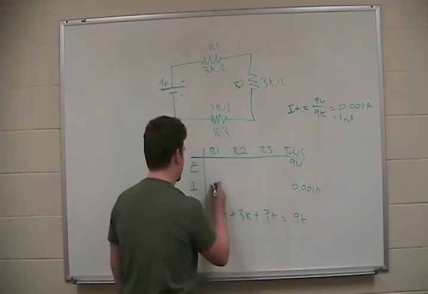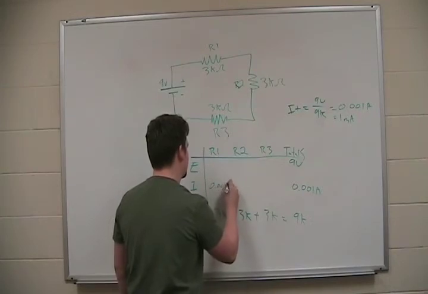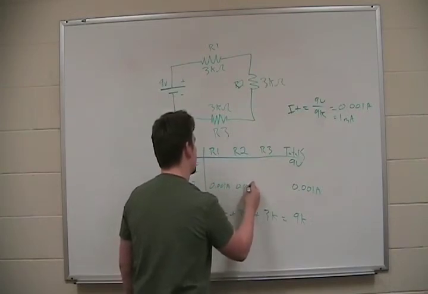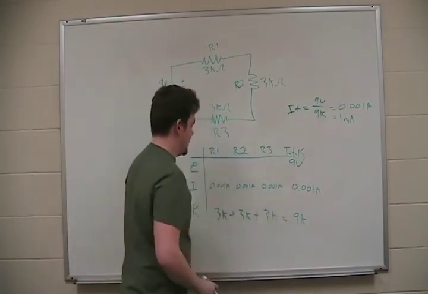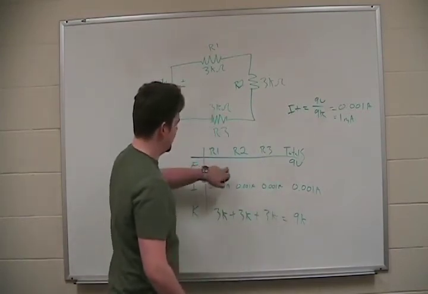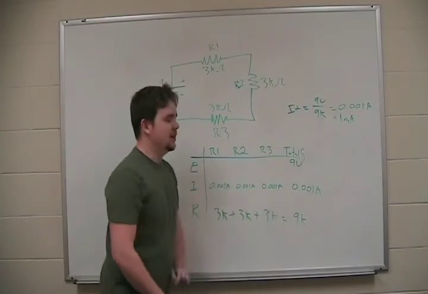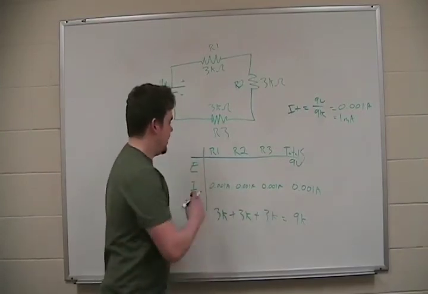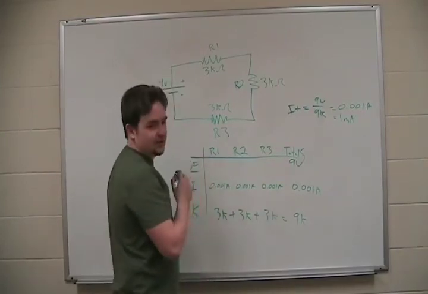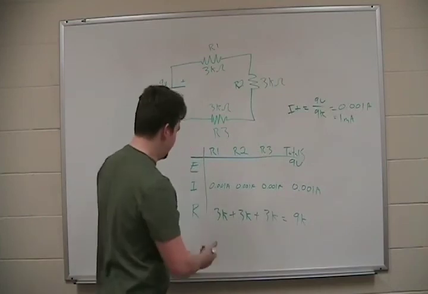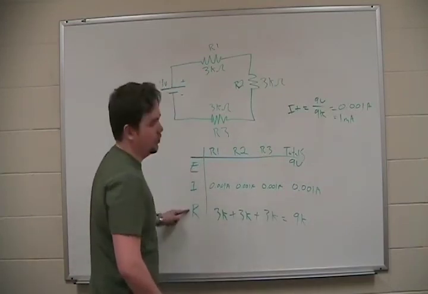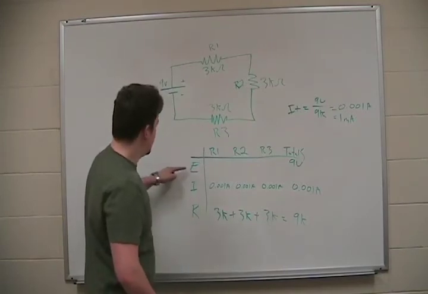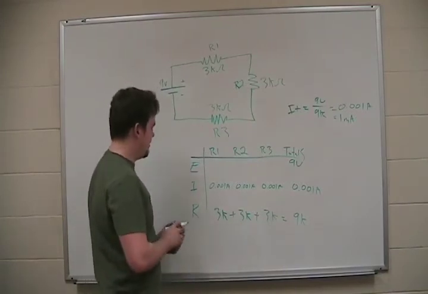So let's do that. 0.001 amps. 0.001 amps. 0.001 amps. So now look, we've got 2 variables for R1, 2 variables for R2, 2 variables for R3. So we can find the voltage values across each of the resistors. So let's use our calculators. E equals I times R. Remember the triangle. E equals I times R.